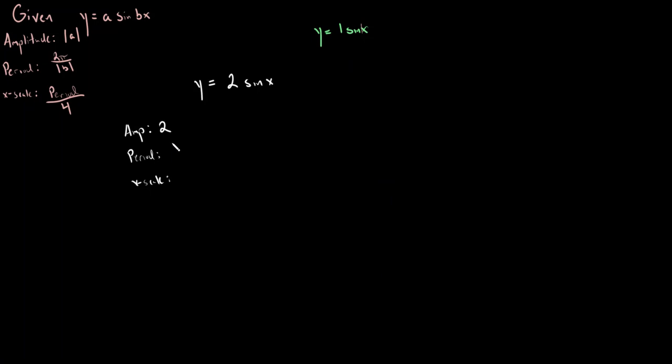The period is 2 pi over b. Well, notice there's no number attached to the x. That's what the b value is. So b is just 1 once again. So the period would be 2 pi over 1, which is 2 pi. Okay.